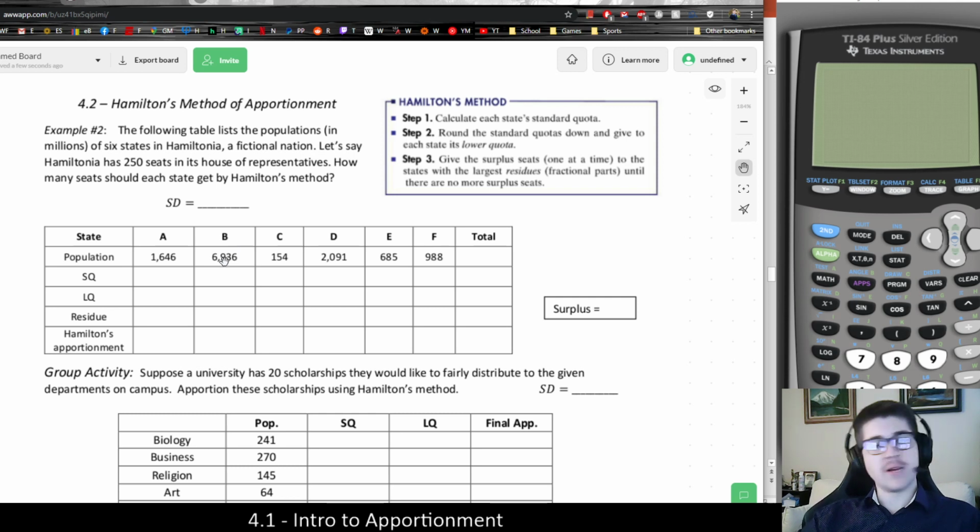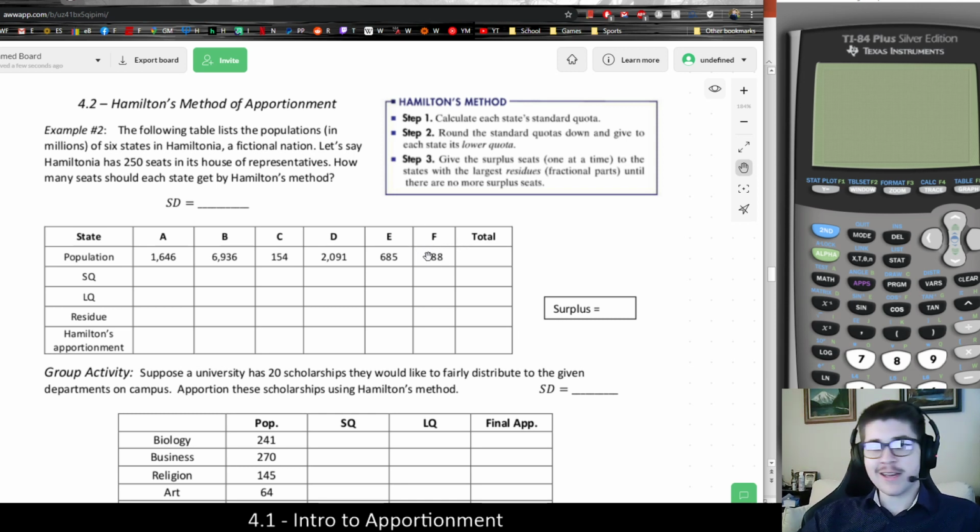State B has 6.9 billion people, so this is clearly not on Earth. State C has 154 million people. State D has 2 billion. State E has 685 million. And F has approximately 1 billion. So there's a whole lot of people, apparently.